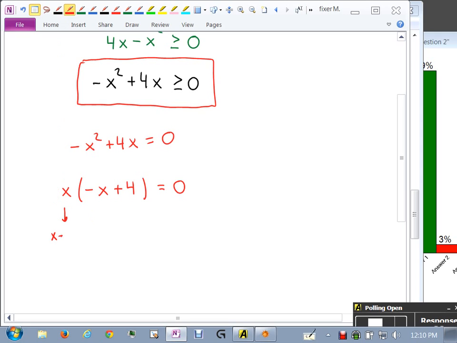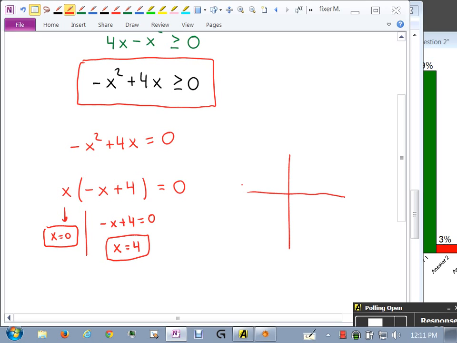I set this to 0. That's going to give me one answer. And just be careful with this. Negative x plus 4 equals 0. That means x is what? 4. So we get our two x-intercepts. I draw a quick picture. I plot these, 0 and 4. I have a parabola that opens which way? So go back up to this right here. It opens down. I have a negative in front of the x squared, don't I? This thing opens down.